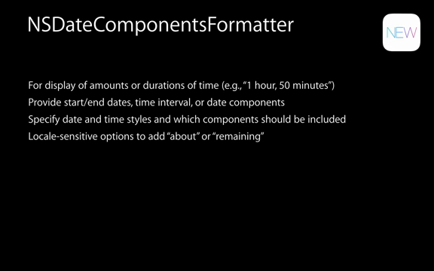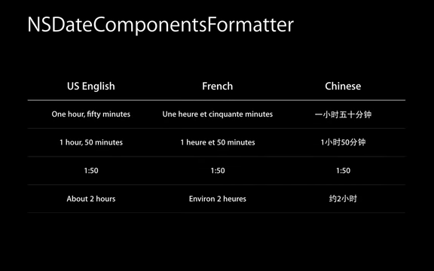You can turn on, in a locale-sensitive way, language that says about a certain amount of time, if this is an approximate time, or the locale-sensitive way of saying remaining, for example, if this is a sort of countdown. So here are some examples of this in various languages. You can, as I say, choose various styles, either a lengthy spell-out kind of style, something shorter, something very short and numeric only, and the last line shows the about option.